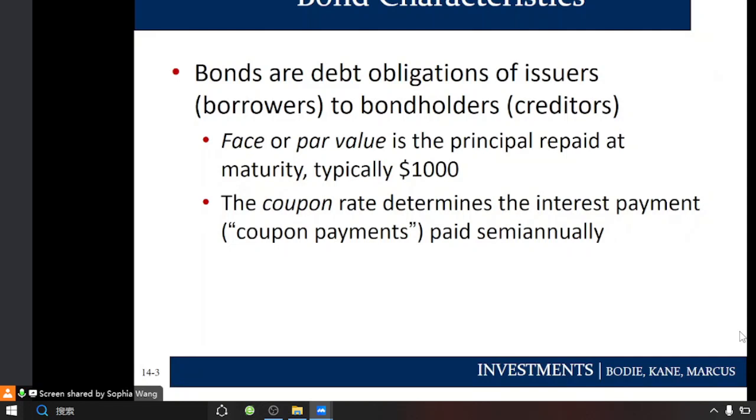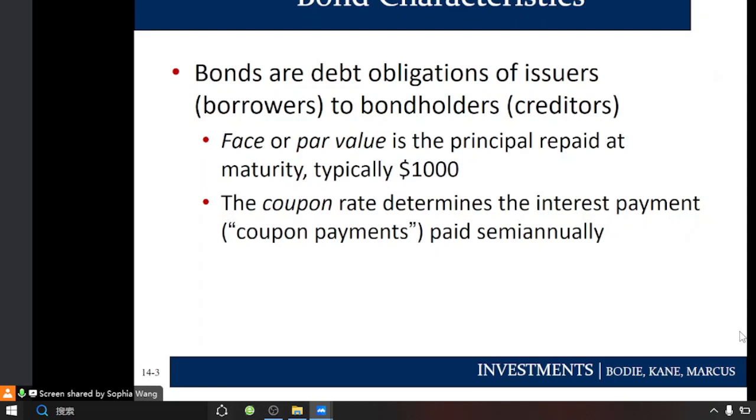The coupon rate means that at the end of every year or every half a year, you receive something from the interest rate. We call that the coupon rate. You will receive the coupon. In most cases, it is paid semi-annually. In half a year, you will receive a coupon payment.